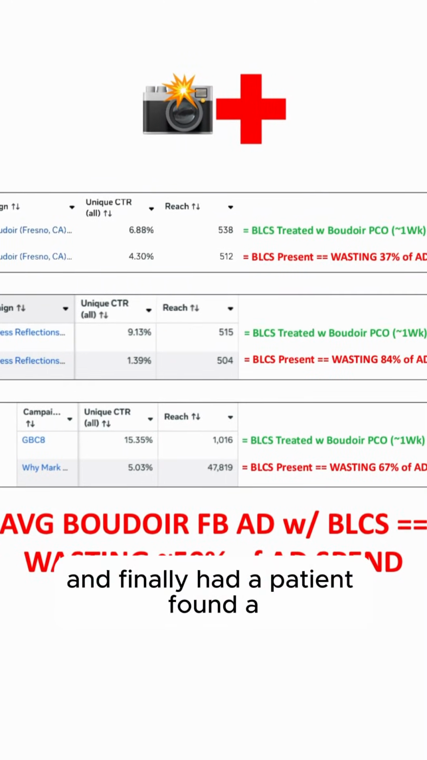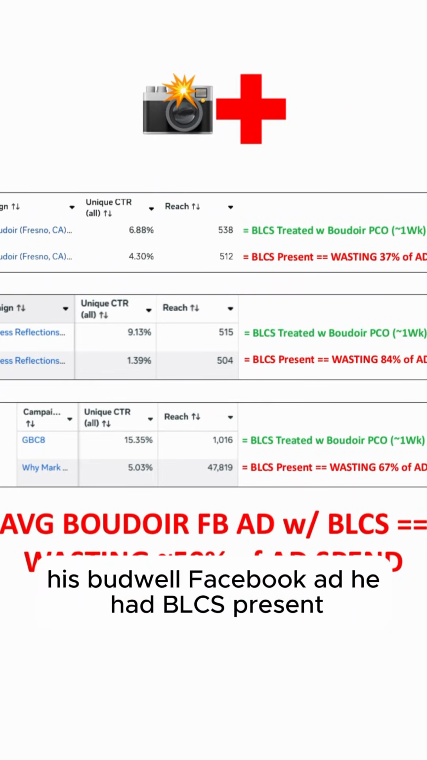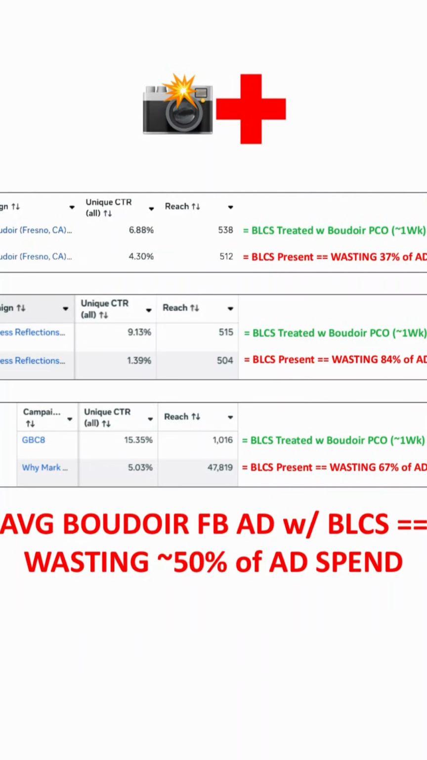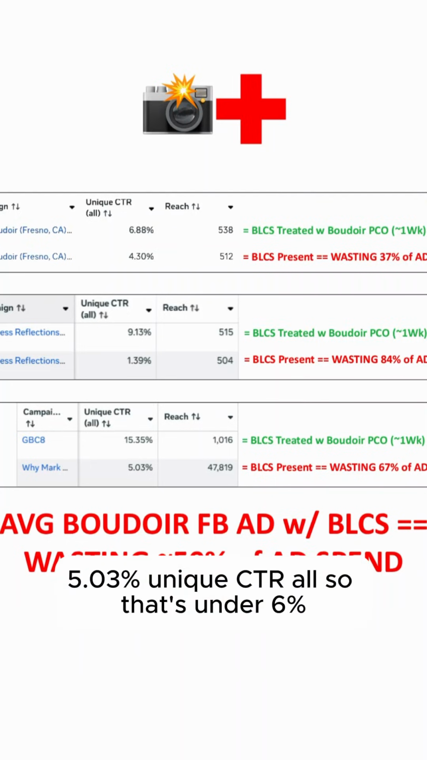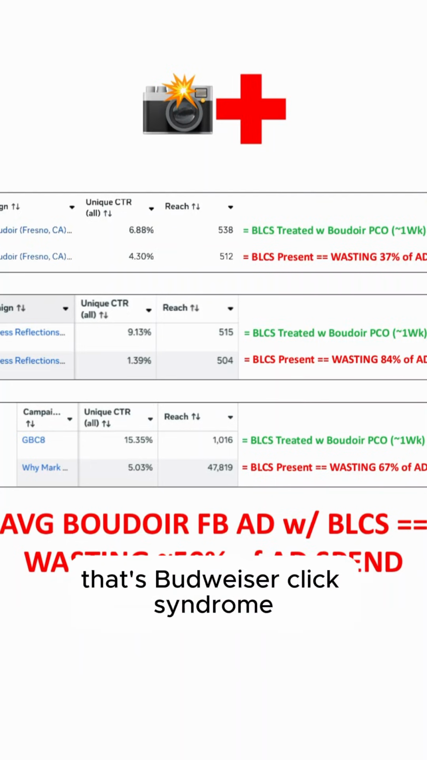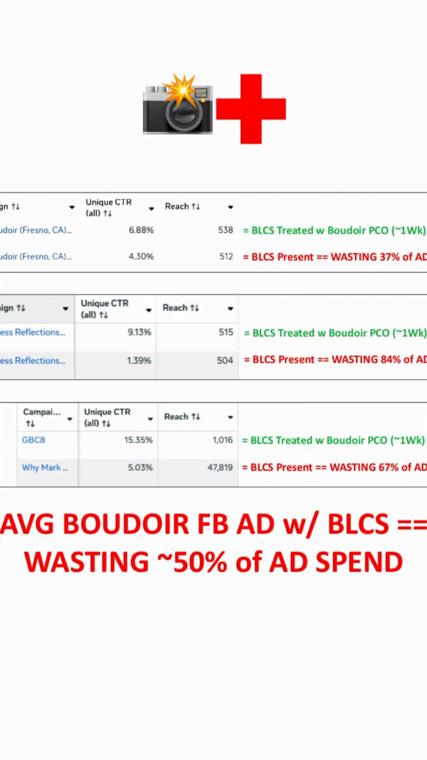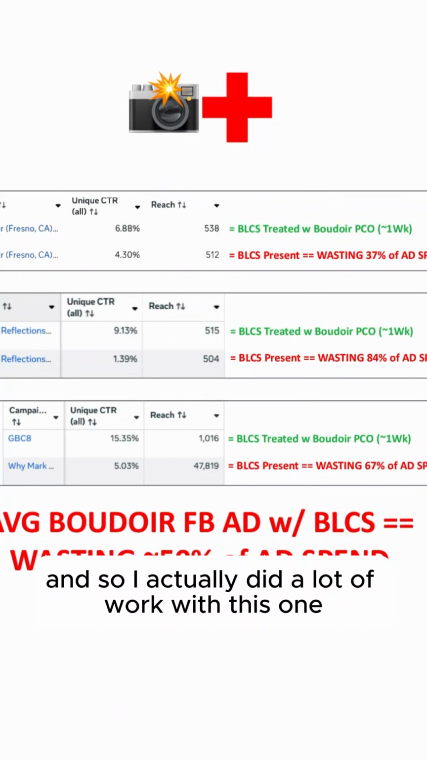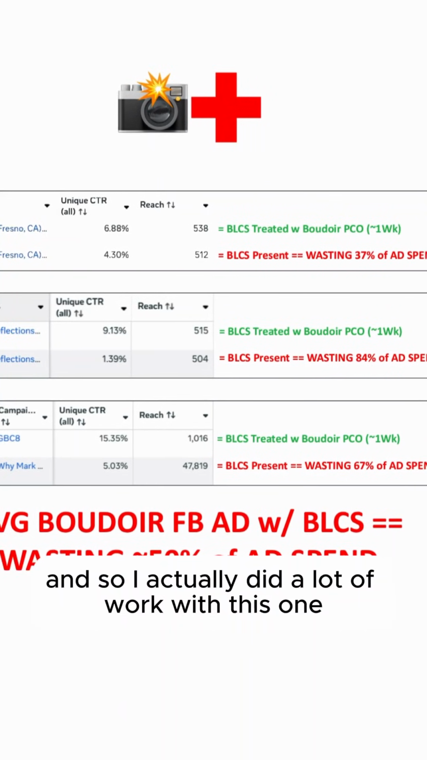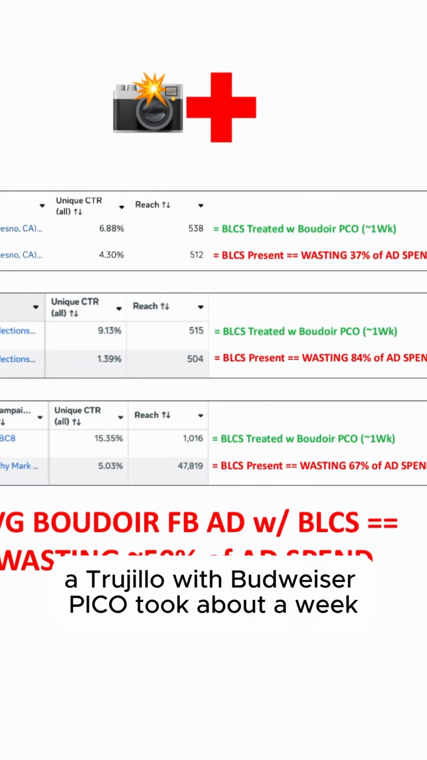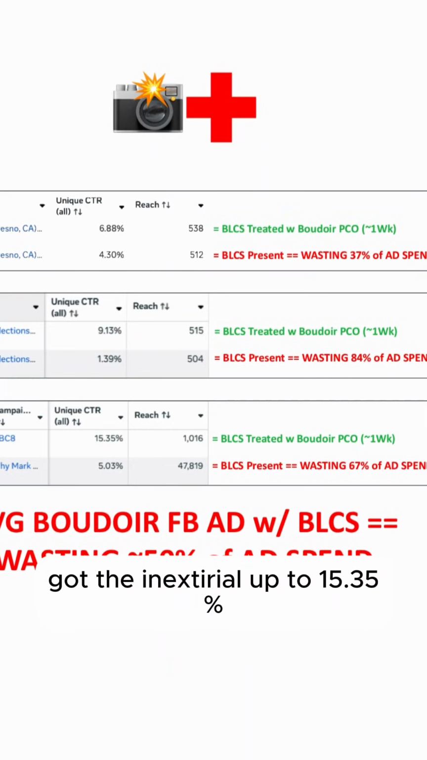And finally, had a patient find out about his Boudoir Facebook ad. He had BLCS present, 5.03% unique CTR all, so that's under 6%. That's Boudoir low click syndrome. And so I actually did a lot of work with this one. Treated with Boudoir Pico, took about a week, got the unique CTR all up to 15.35%.